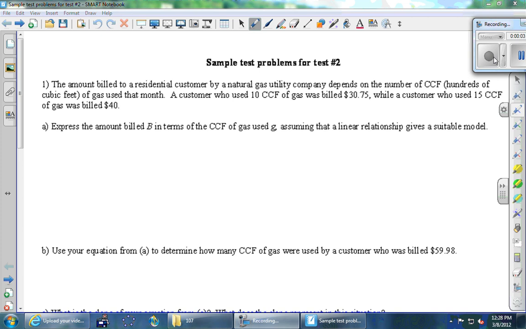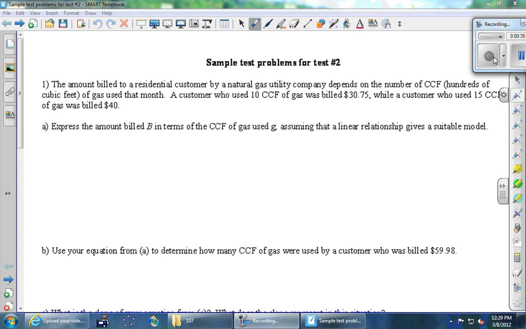This is problem number 1 on the sample test problems for test number 2. The amount billed to a residential customer by a natural gas utility company depends on the number of CCF, hundreds of cubic feet, of gas used that month. A customer who used 10 CCF of gas was billed $30.75, while a customer who used 15 CCF of gas was billed $40. A. Express the amount billed B in terms of the CCF of gas used G, assuming a linear relationship gives a suitable model.